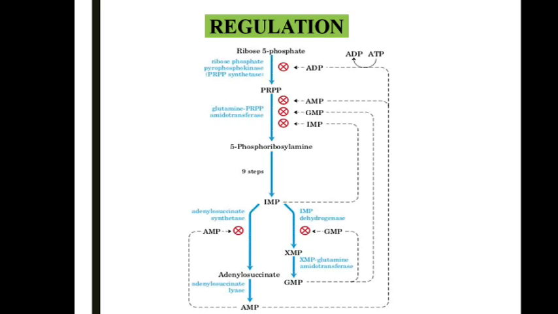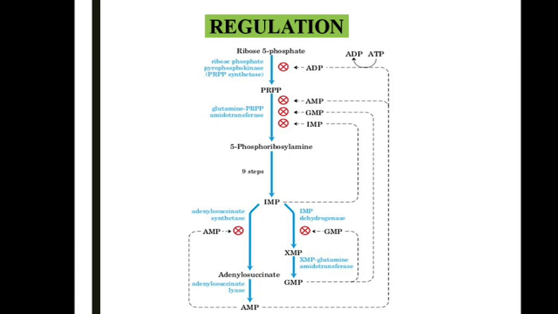Coming to the regulation, I already told you that the rate limiting step is catalyzed by glutamine PRPP amidotransferase, which is again subjected to allosteric regulation. Whenever the purine nucleotides are synthesized in adequate amounts, like IMP, GMP, AMP, they act as allosteric inhibitors to the enzyme called glutamine PRPP amidotransferase. The regulation happens in three different ways. Number one is allosteric regulation, number two feedback inhibition, and number three regulation depending upon the availability of PRPP.